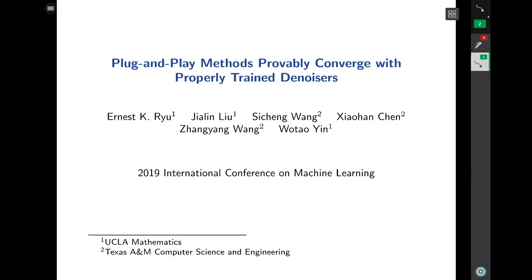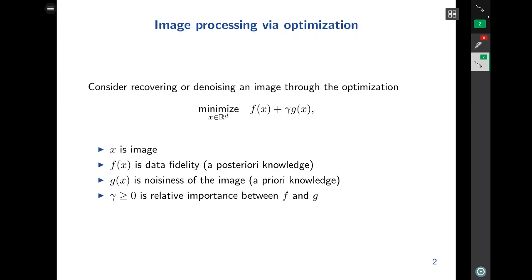Consider recovering or denoising an image through an optimization problem of this form. Here, x is the optimization variable, and it represents the image to recover. The function f represents data fidelity. In other words, the function f encodes a posteriori knowledge that we would acquire by measuring the image. The function g measures noisiness of the image. In other words, the function g encodes a priori knowledge of the image.